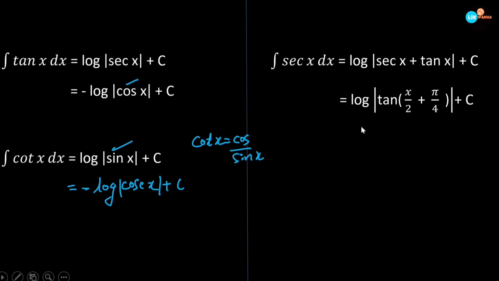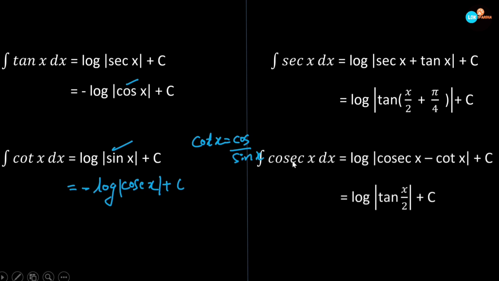And one more, integral of cosec x. See again, cosec x and cot x should come together. Since it starts with c, there is a negative sign here, remember it that way. So log of mod cosec x minus cot x plus c, and one more formula is log of mod tan x by 2 plus c. Let us move on to the next one.